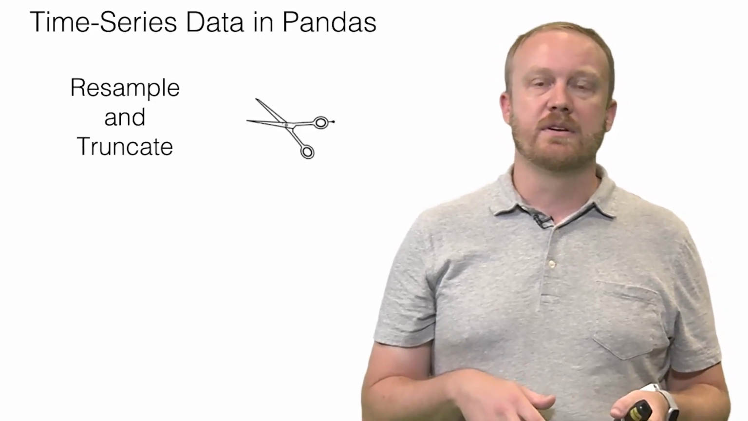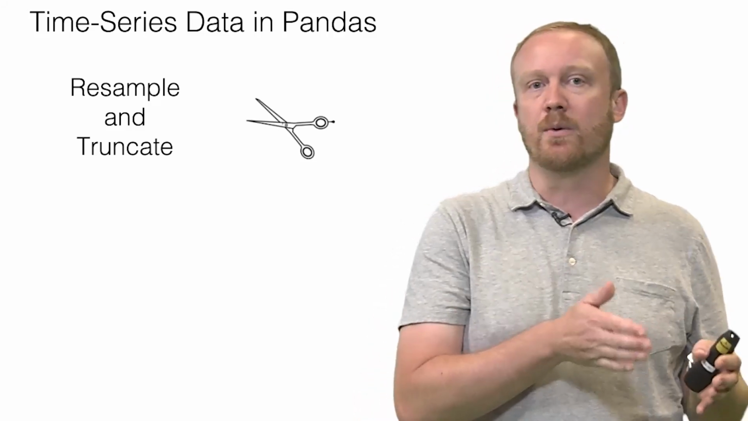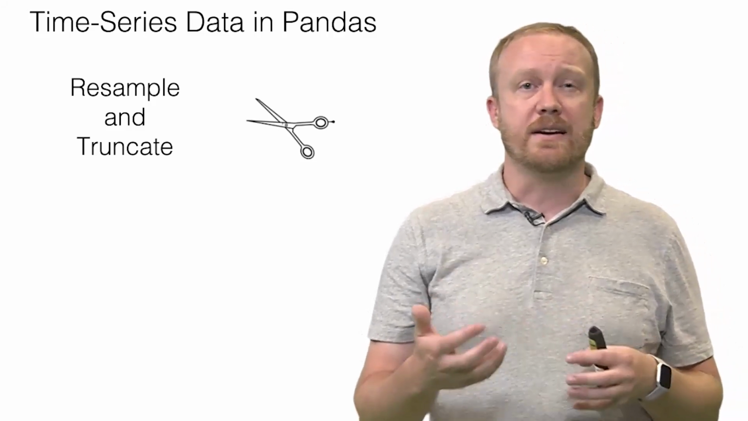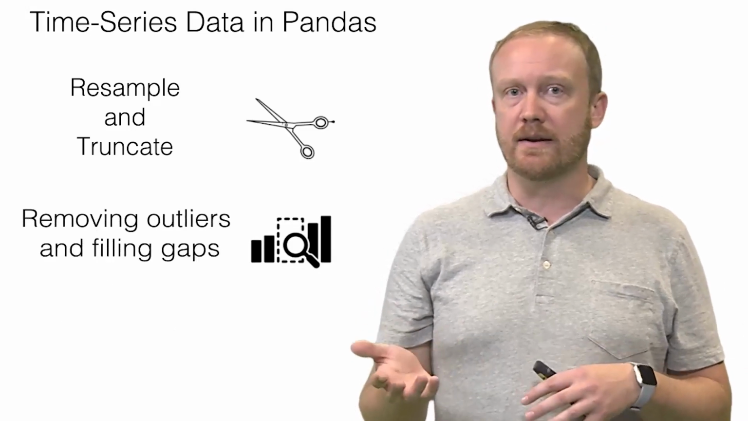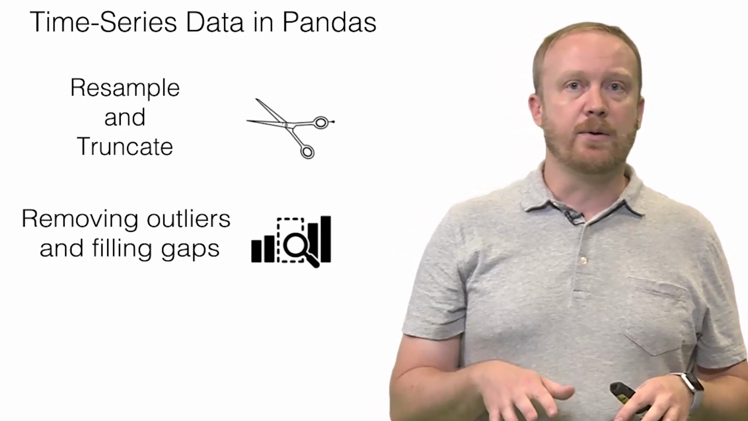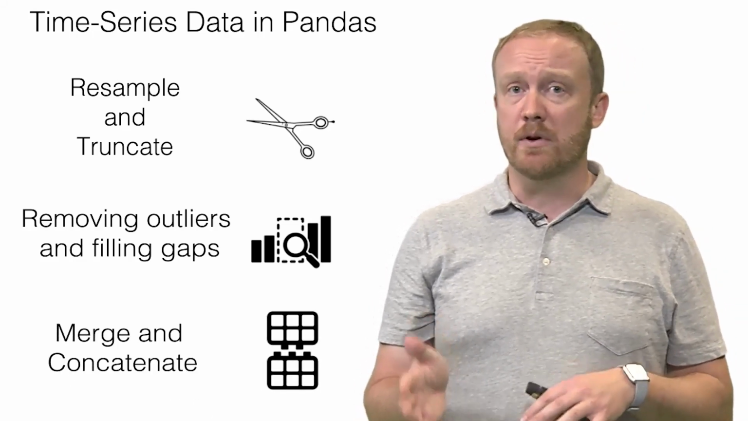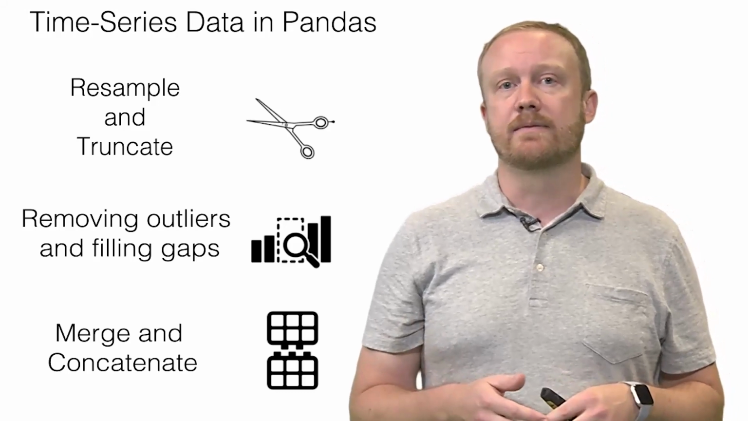The first type contains the resample and truncate functions. These techniques can change the frequency or chop data into pieces according to a time range. The second set of techniques finds outliers in the data and addresses the issues related to missing data. The last category focuses on combining multiple data sets. Pandas has functions to merge and concatenate time series data.